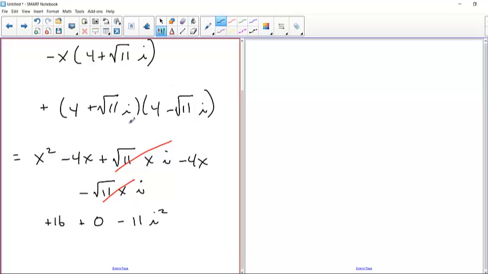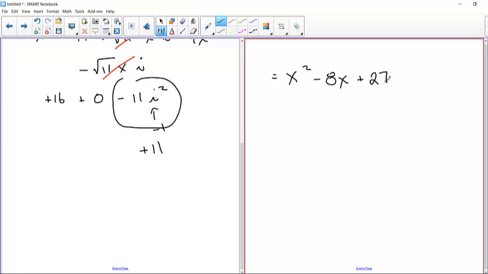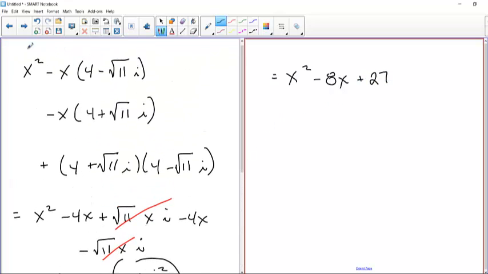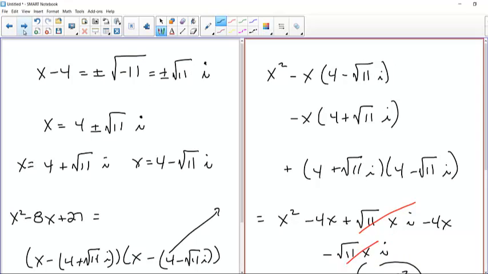So what do we have left? We've got x squared. We've got minus 4x, that's negative 8x. And then we've got 16 minus 11i squared. Well, i squared is negative 1. So this whole thing here becomes plus 11 because you've got negative 1 times negative 11, it's positive 11. So you got 16 plus 11, which is 27. And that should be what we started out with. x squared minus 8x plus 27. So you see it works.